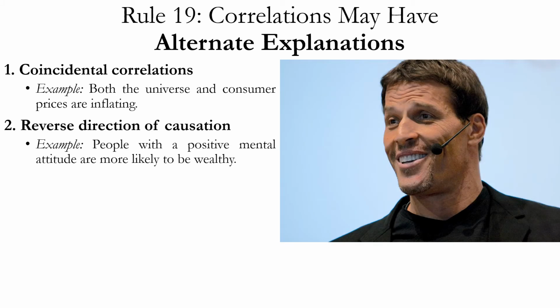There's also another possible explanation other than causation, which is a reverse direction of causation. If you think that X causes Y to explain the correlation, maybe it's that Y causes X instead. Here's a possible example. If you say people with a positive mental attitude are more likely to be wealthy, and you use that correlation to conclude that having a positive mental attitude causes you to be wealthy, another possibility you don't want to overlook is that being wealthy is what causes you to have a positive mental attitude, perhaps because life is good and easy or what have you. So always consider as well the possibility that there is a causal relationship between X and Y, but the causal arrow points in the other direction.